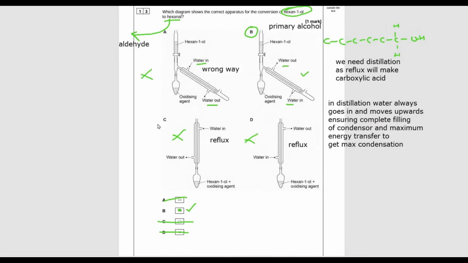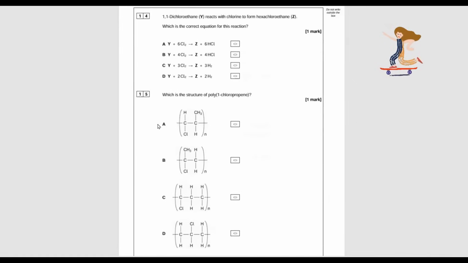Okay, let's move on. Okay, question 14. Let's zoom in a bit.